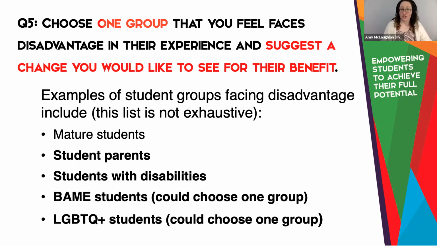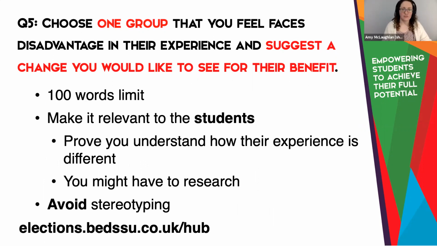So the idea of this question is you choose one of those groups, and then you're going to write your 100 words, 100-word limit on this one, about how you're going to make their life better. You know, if you could make one change for them, what would it be? This question isn't about you. This question is about those students, yeah? This question is about you saying how you can work for those students and how you will represent them. So this is about you proving how much you understand that their experience is different.